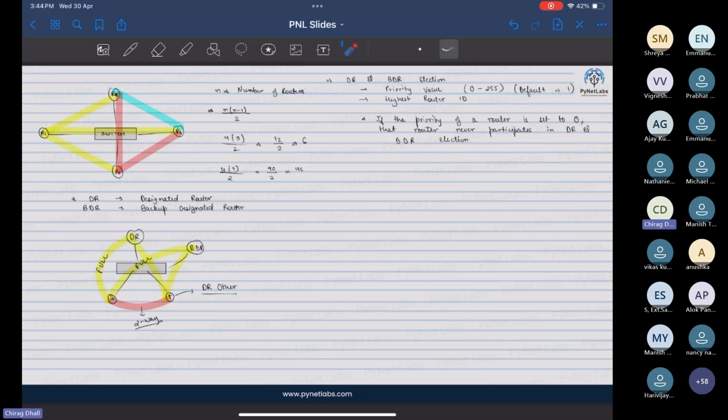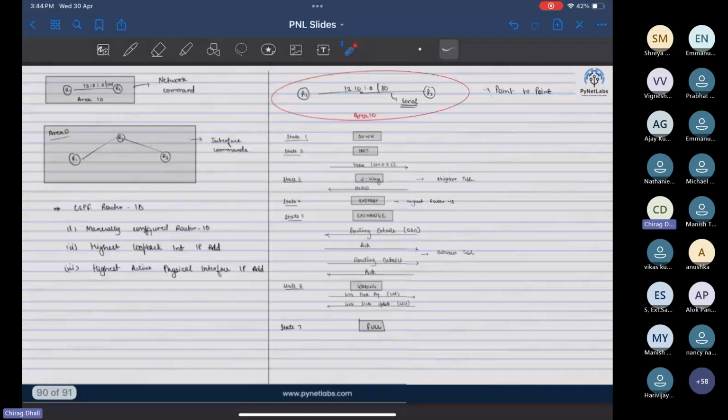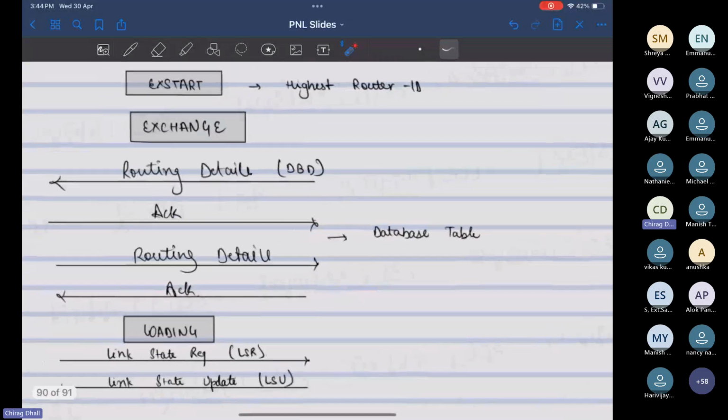Okay, what is LSA? LSA stands for link state advertisement. Remember, I told you guys about these DBD packets, the database table, which is maintained and created using DBD. Inside DBD, we have the network information as LSA, link state advertisements. Clear?